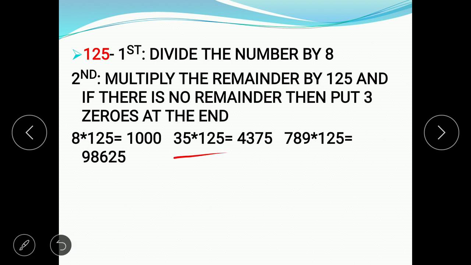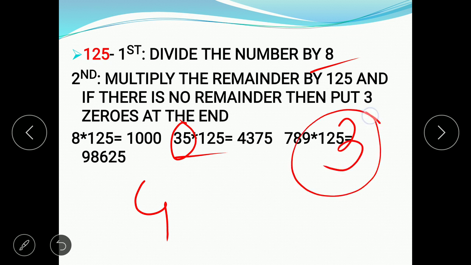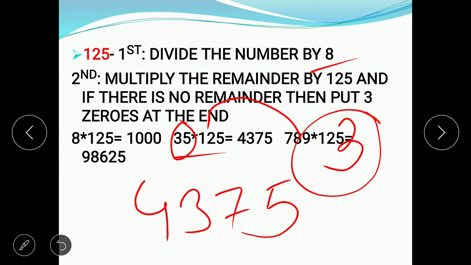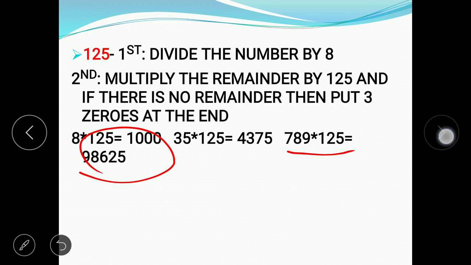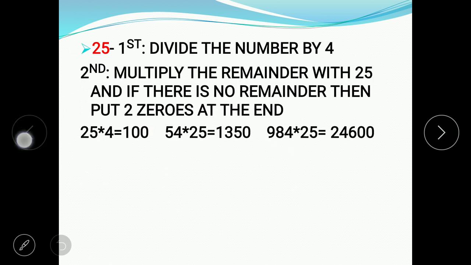Then 35 into 125. Divide 35 by 8. The quotient is 4 and the remainder is 3. Multiply this 3 with 125 and you get 375. Clear? Similarly, 789 into 125 will give you 98625. So we have done.